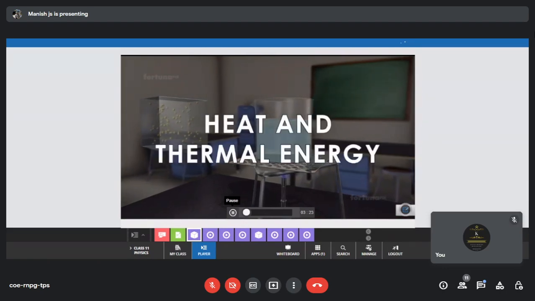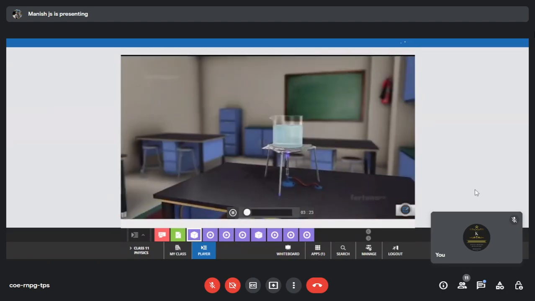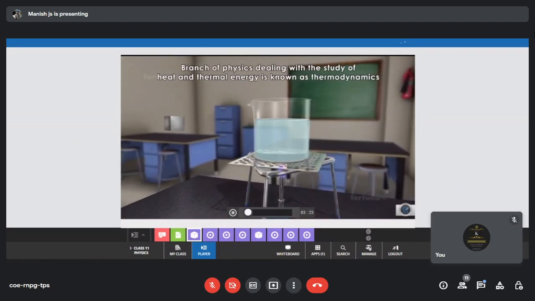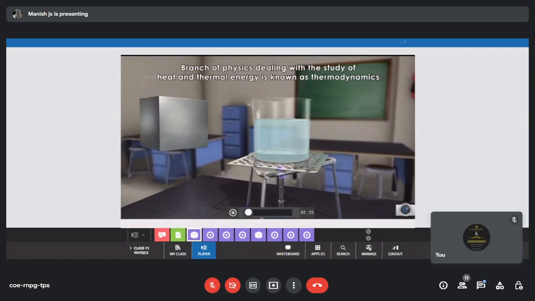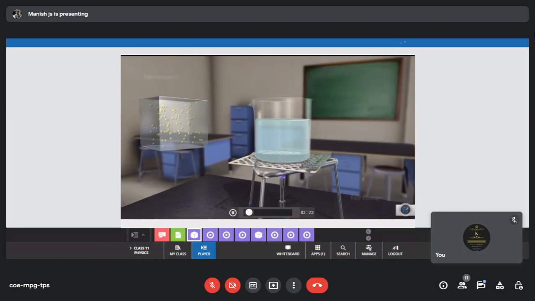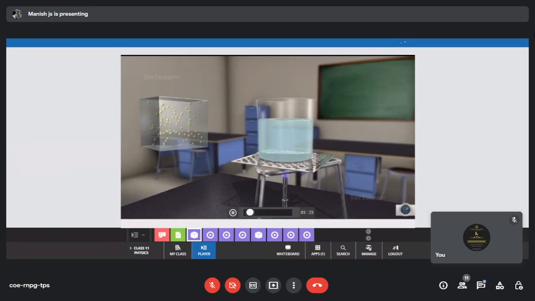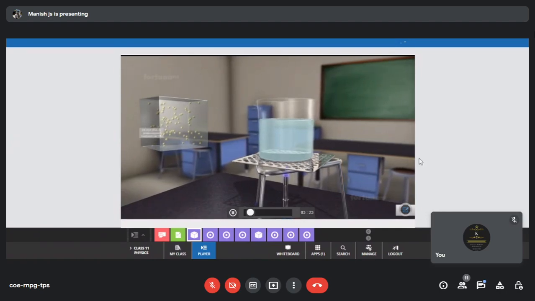Heat and thermal energy. The branch of physics dealing with the study of heat and thermal energy is known as thermodynamics. Although we often think of them as being rather similar, perhaps even using them interchangeably, heat, thermal energy, and temperature are different concepts.